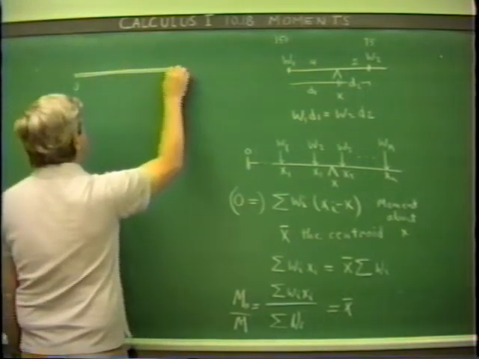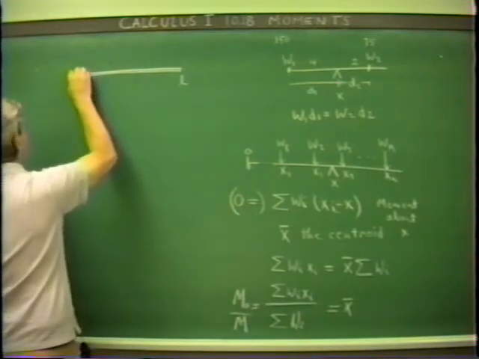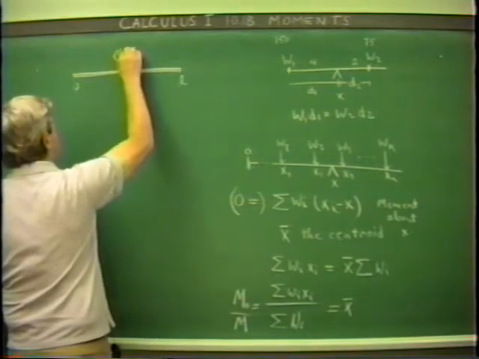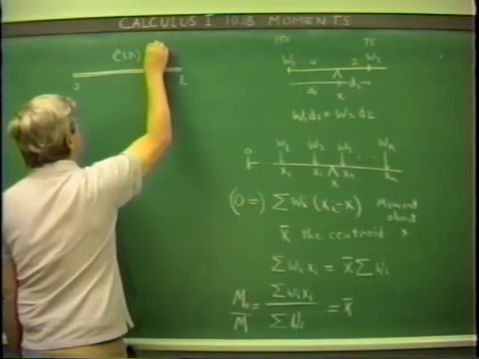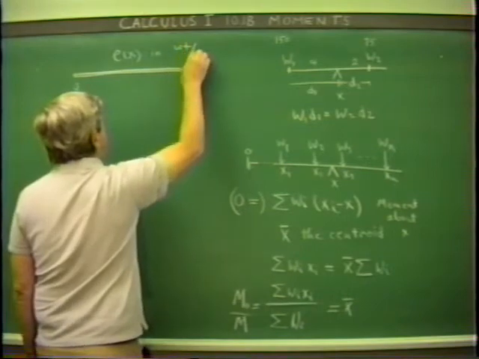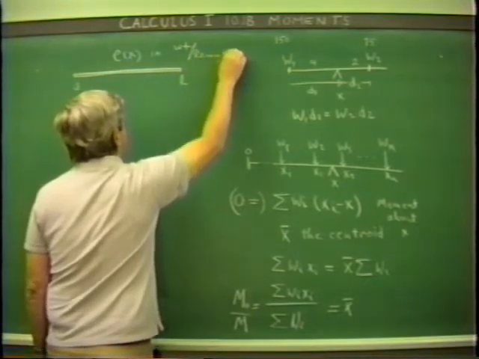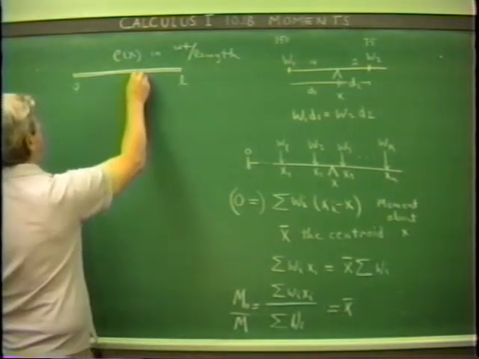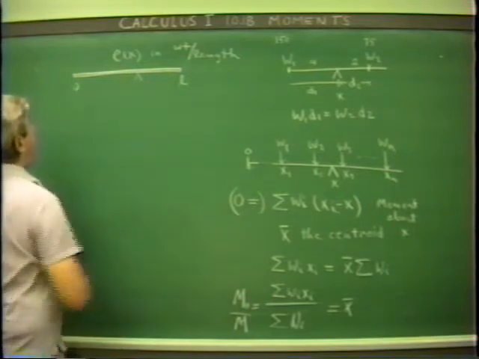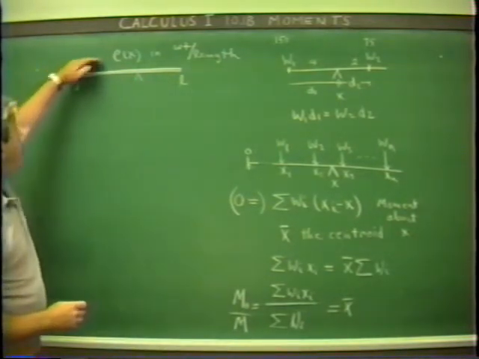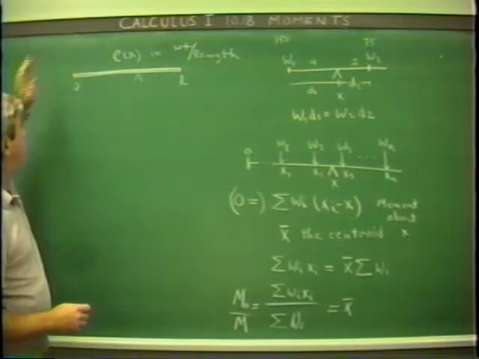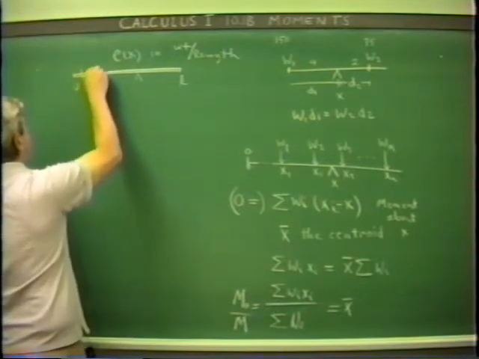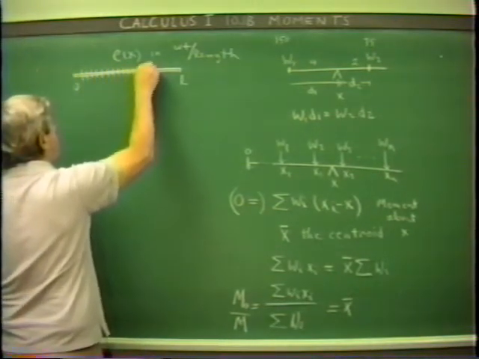The more complicated case is going to involve integrals. In particular, let's suppose that we've got a rod going from 0 to L, a rod of length L, and let's suppose that it has a variable density rho of x, in weight, let's say, per unit length. We now wish to know where this is going to balance, or sometimes you would simply wish to know what the moment is that's produced by this about the point 0.